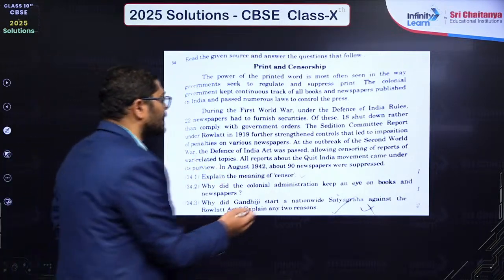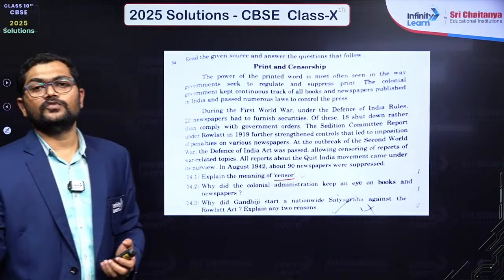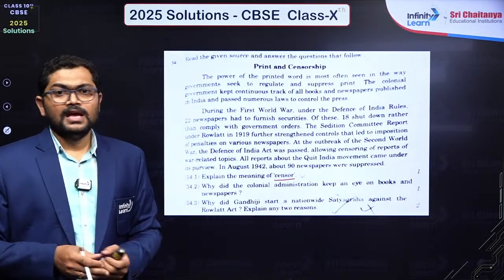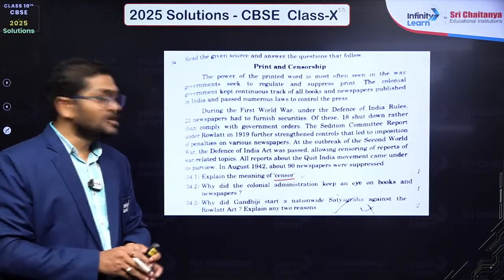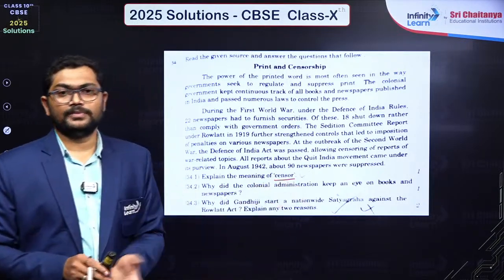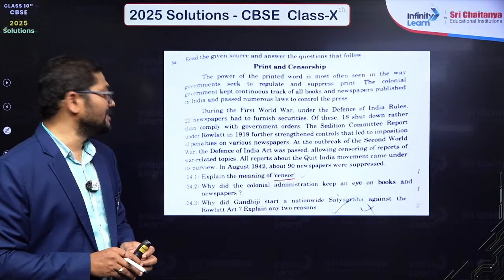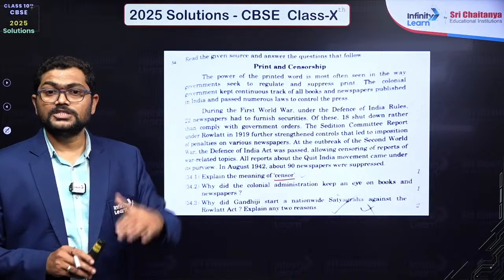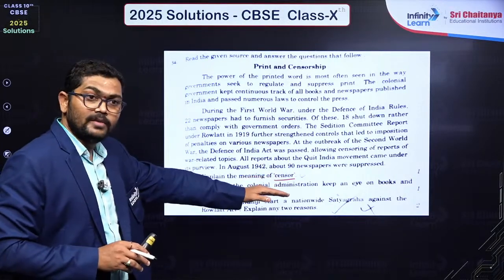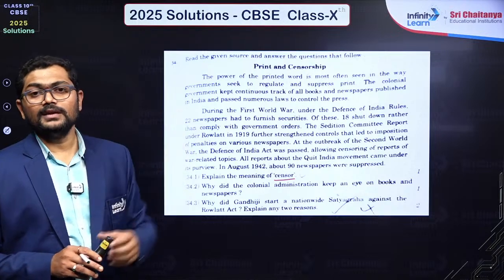So generally we can write, censor is nothing but a restriction on the right to freedom of expression. Whenever you are restricting the content that is being printed in the newspapers, we normally call it censorship. So the meaning we can write easily. That too, from the government actually. Censorship is coming from the government. At that time, the government was administered by the British.